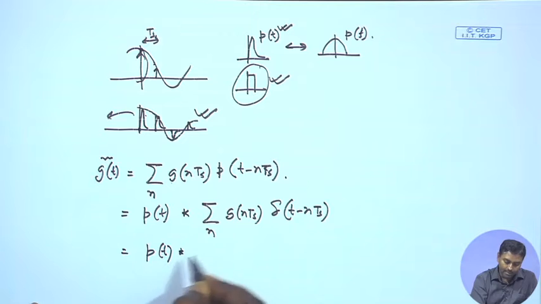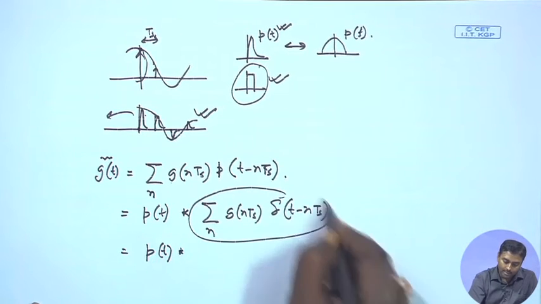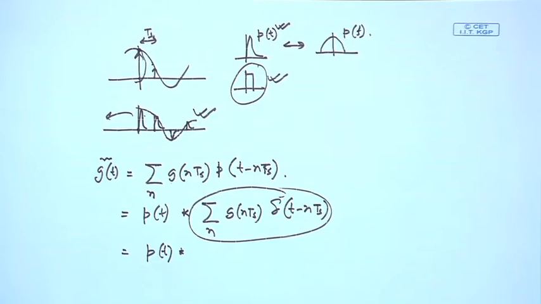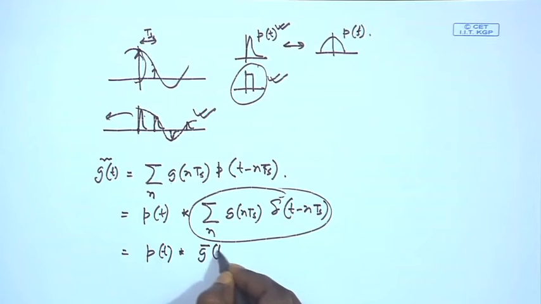What can we see? What is this? This part we have already studied. This is basically the impulse sampled version. Earlier we called this g hat t. This is the impulse sampled version of the signal.